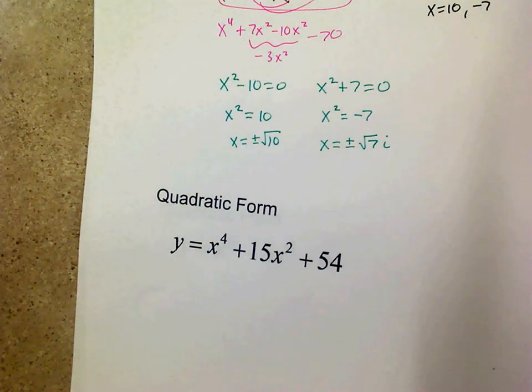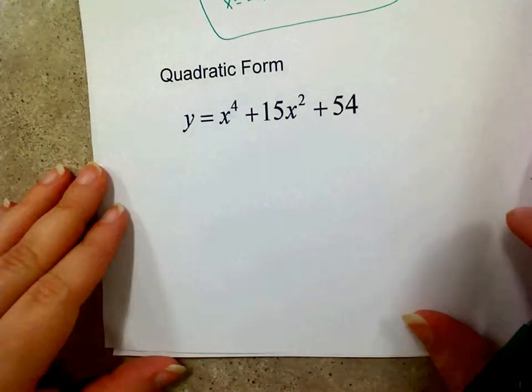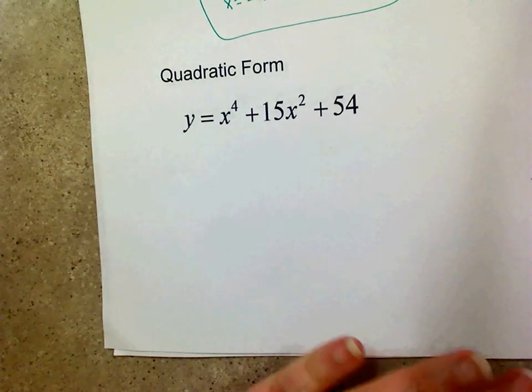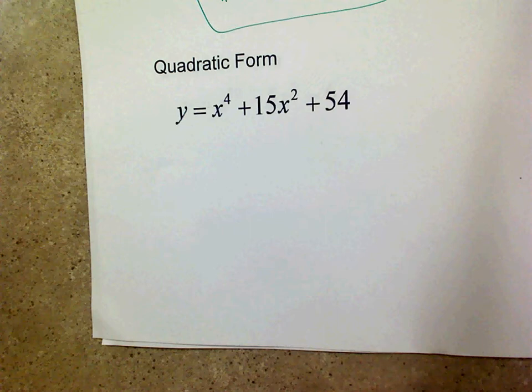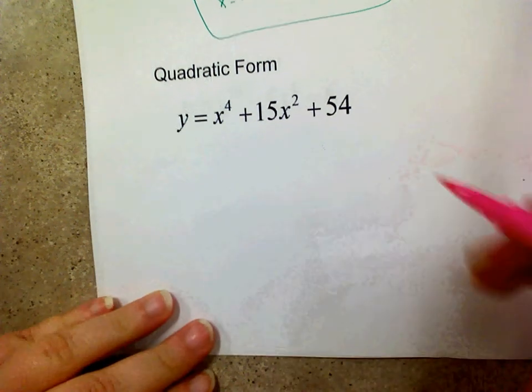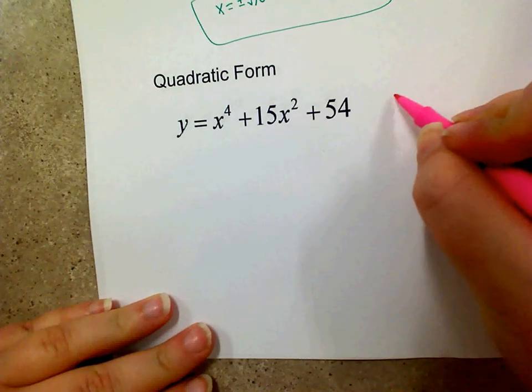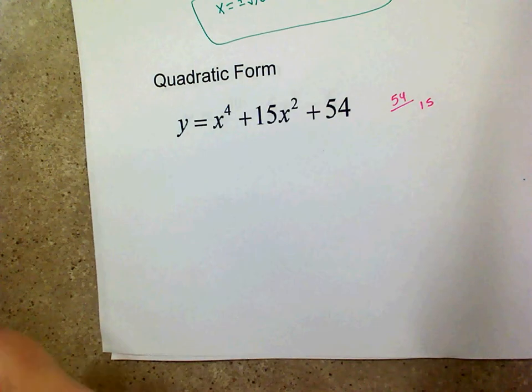So let's do this one. X to the fourth plus 15x squared plus 54. Can we factor? We're looking for factors of 54 that add up to 15. 6 and 9. Y'all good with that?